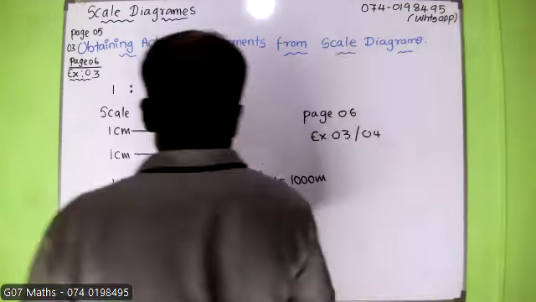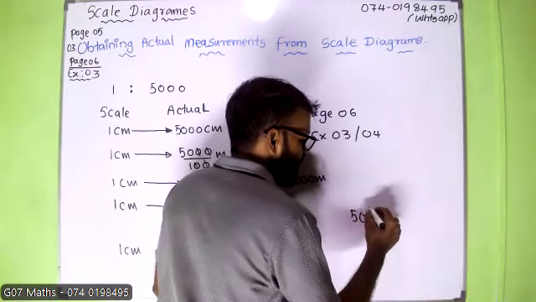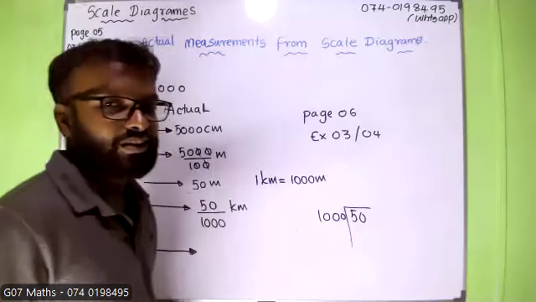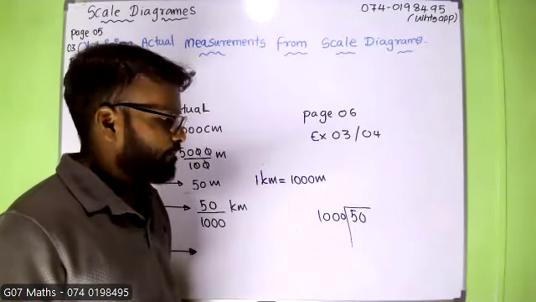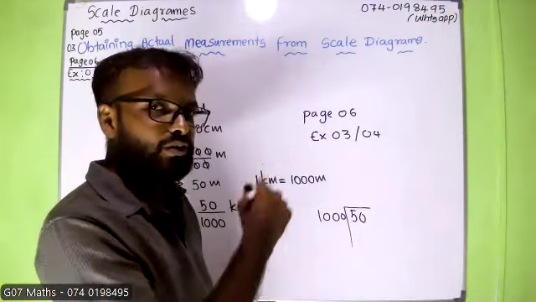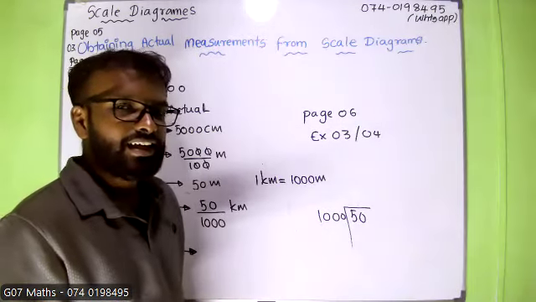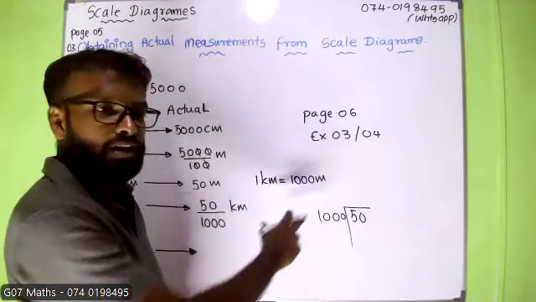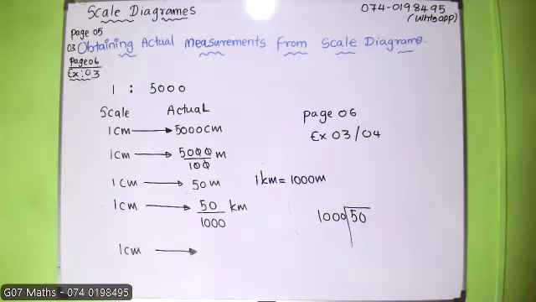No. You are going to divide 50 by 1000. Not 1000 by 50. You are not going to divide 1000 by 50, but you are going to divide 50 by 1000. So please do this and send me the answer. The answer should be a decimal number. Right, divide this.